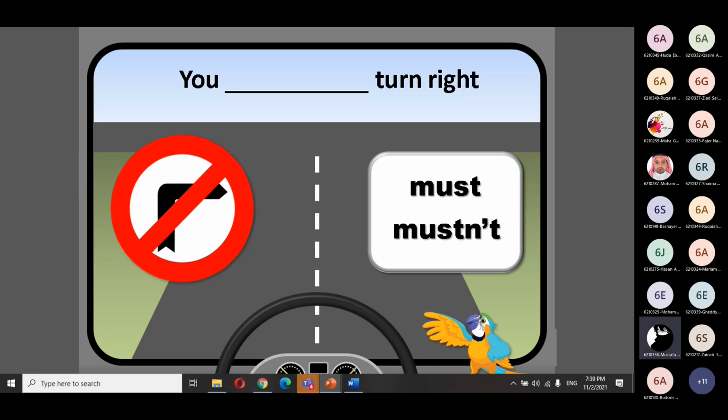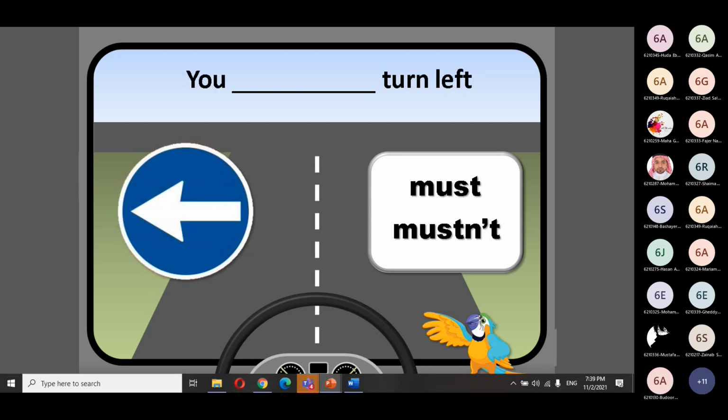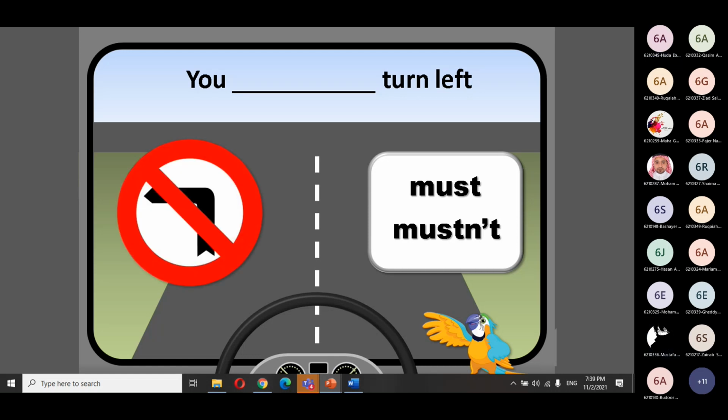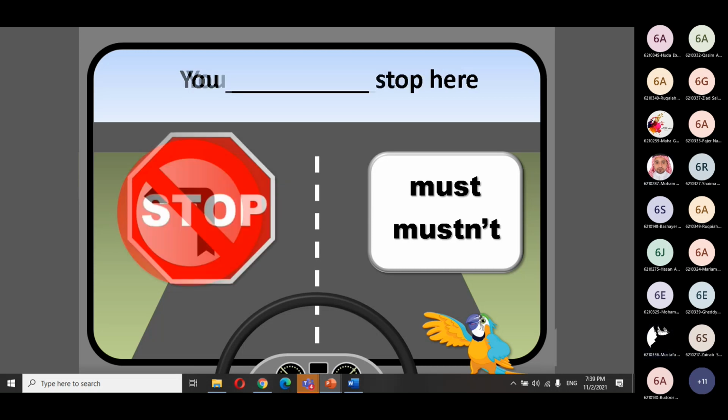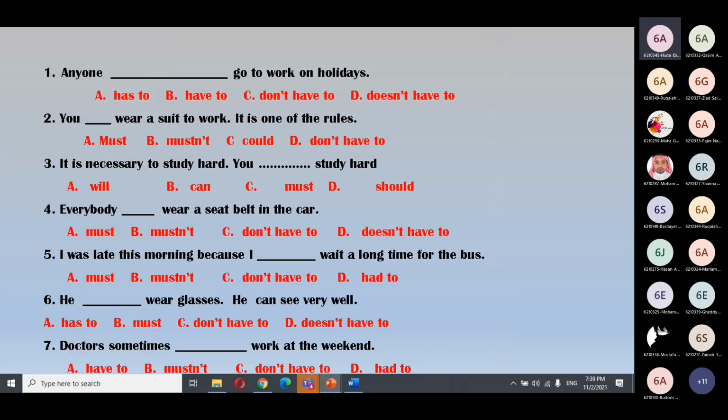Okay. هنا turn left. You must. Must. You must. Must. You mustn't. Mustn't. You must not. Mustn't. You must. Must. Sorry. لا تتوقف.